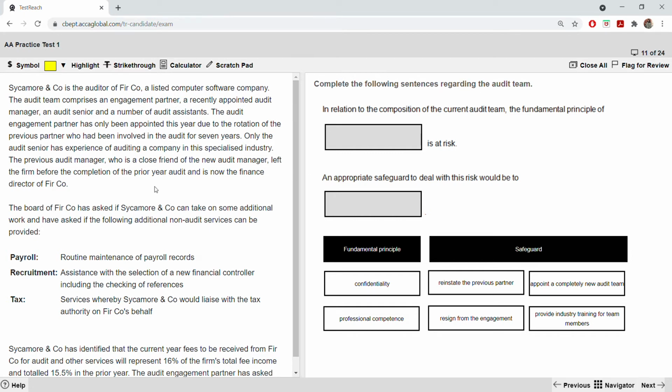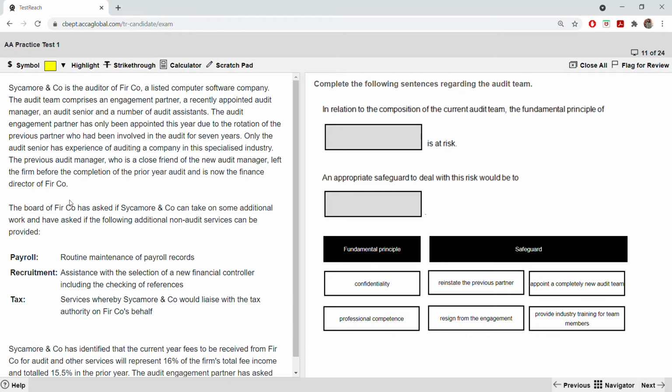So let us go to the case study. Scaramore and company is the auditor of FAIR company, a listed computer software company. The audit team comprises an engagement partner, a recently appointed audit manager, an audit senior, and a number of auditors. The audit engagement partner has also been appointed this year due to the rotation of the previous partner who had been involved in the audit for 7 years. Only the audit senior has experience of auditing a company in this specialized industry. The previous audit manager, who is a close friend of the new audit manager, left the firm before the completion of the prior year audit and is now the finance director of FAIR company.